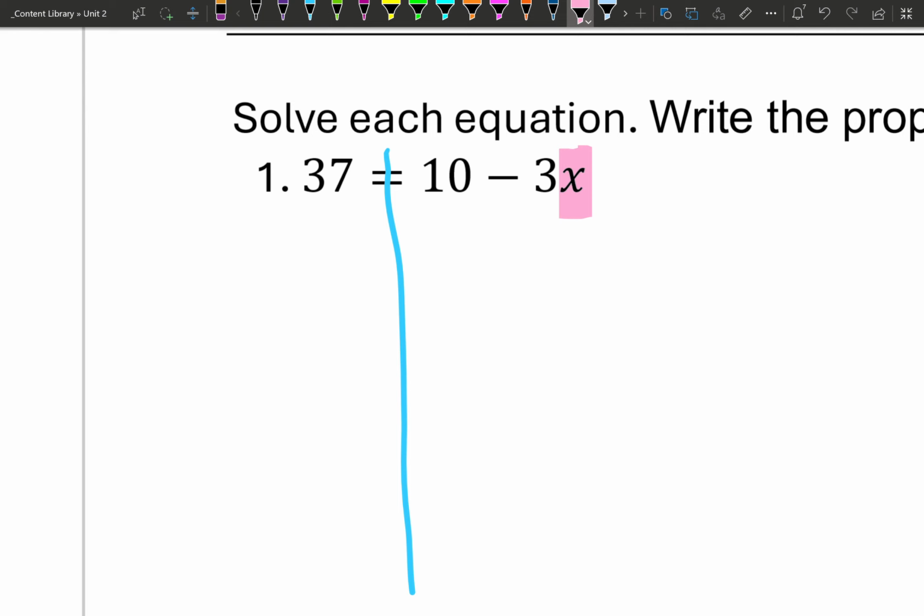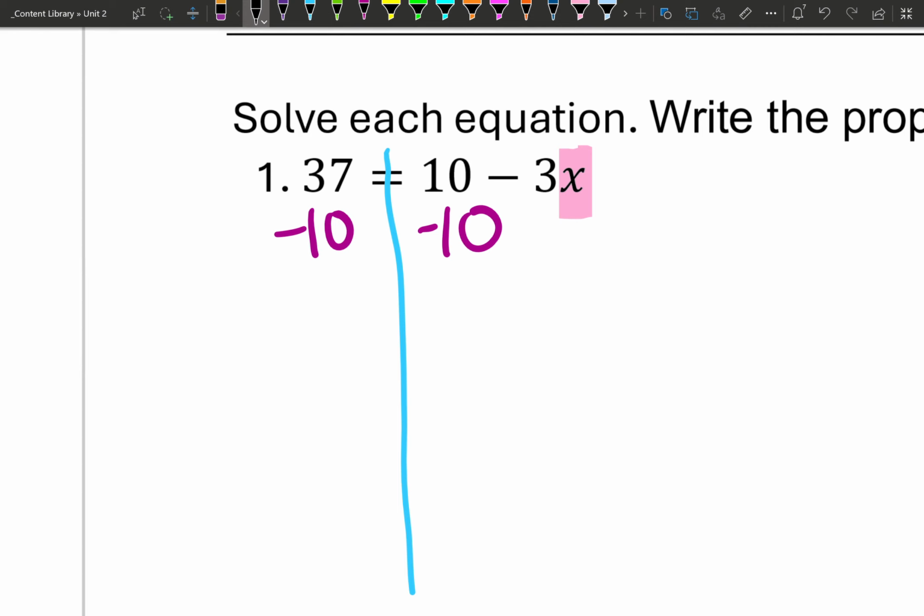In order to remove 10 from the same side that x is on, so from the right, I'm going to have to perform an opposite operation. 10 is a positive number. The opposite of a positive is a negative. A negative is kind of like subtracting. Well, it pretty much is subtracting. So what we're going to do on both sides is subtract 10.